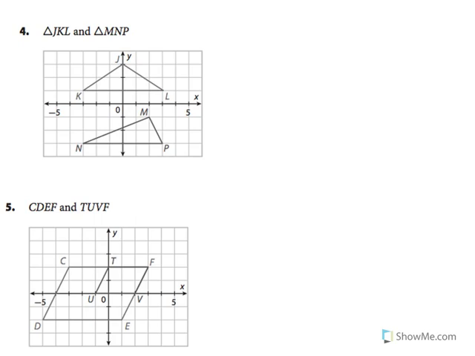Well, in example 4, we're mapping the triangle JKL to the triangle MNP. Well, immediately we know that they do not preserve the angle. Also, they did not preserve the distance. So then these two are not similar.